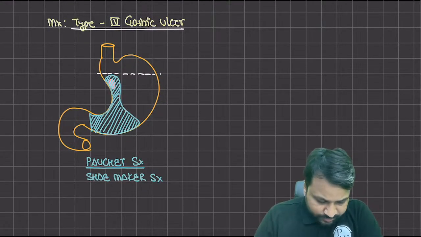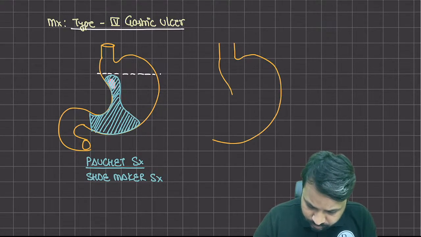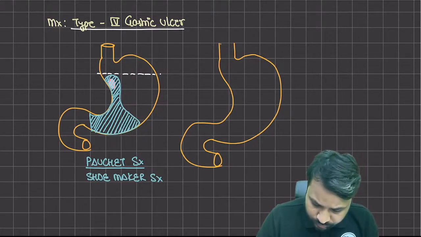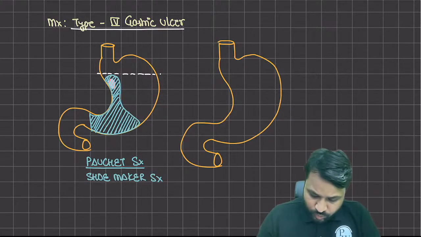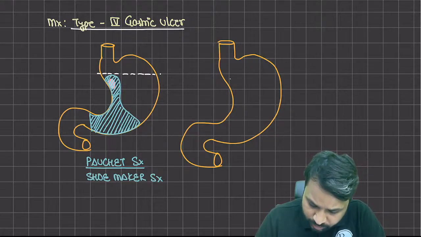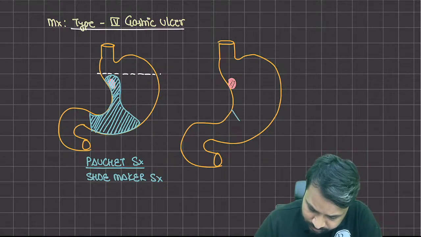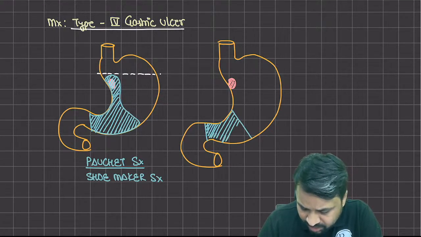Another option that you can have, now because this is of low acid secretion, right? So here you are only going to remove the pyloric antrum of the stomach. Okay? If you remove only the pyloric antrum of the stomach, not removing the ulcer per se, so the ulcer is left here. And if I only excise the pyloric antrum of the stomach, here the ulcer is not excised. Here the recurrence is more.